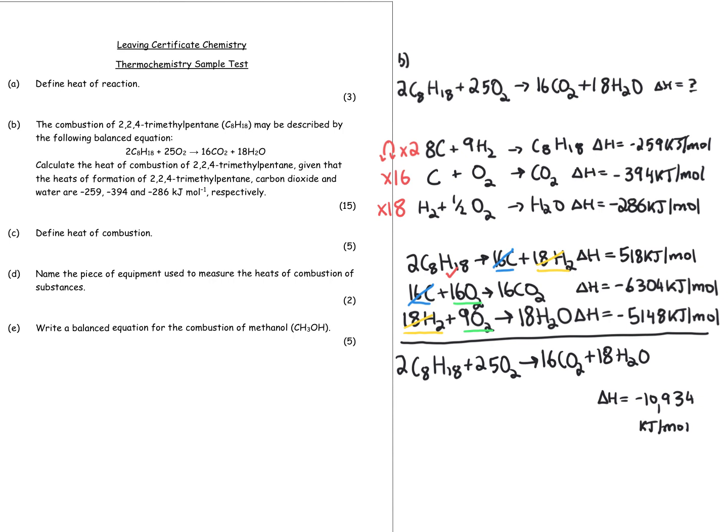So all we need to do at the end here, because we're looking for 1 mole, is take that minus 10,934 and divide it by 2. That will give us the heat of formation of just 1 mole of the substance. So we end up with 5,467 kilojoules per mole. And that is part B of this question done.